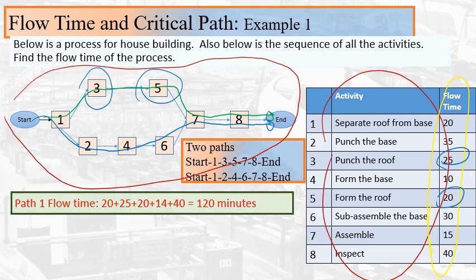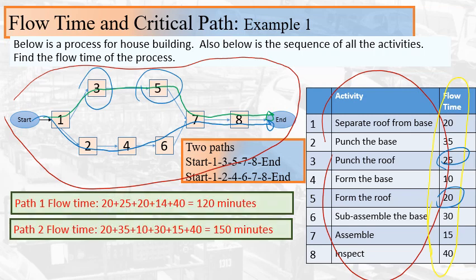So let's sum all the differences. For path 1, we just add up the times, 20 plus 25 and so on, and we get 120 minutes, while the other one we sum and we get 150 minutes. And obviously path 2 is the critical path because it's the longest. It's quite simple. The longest path is always the critical path.